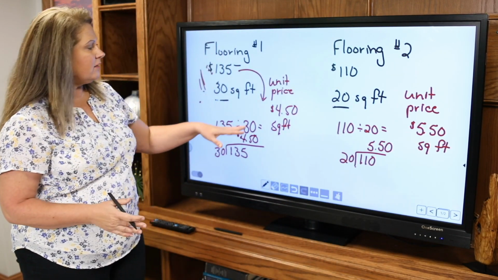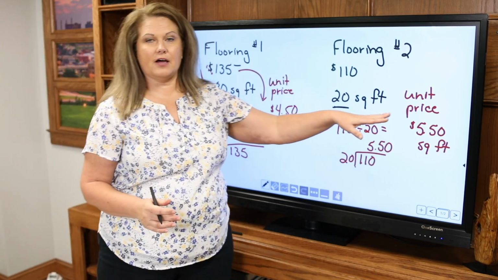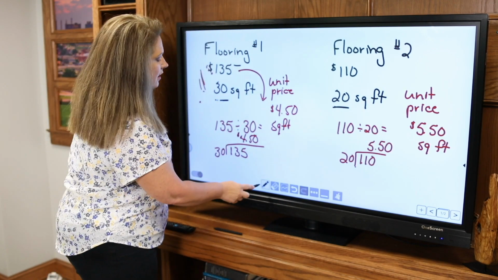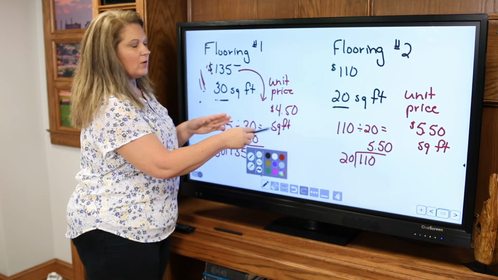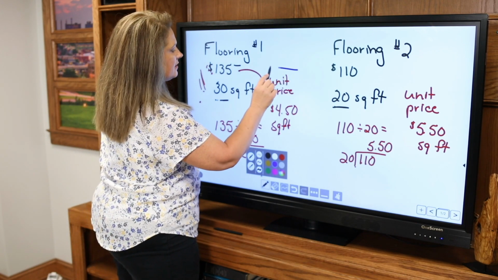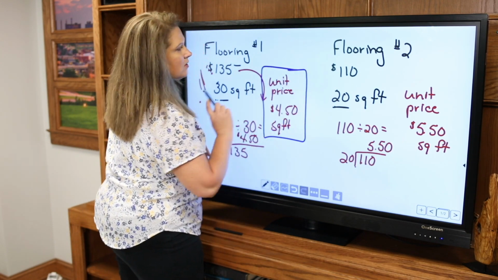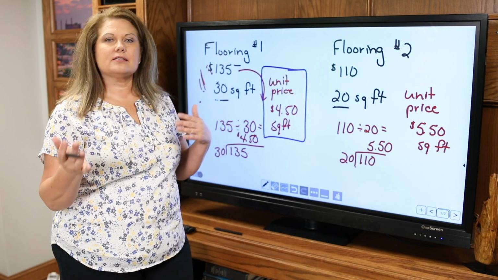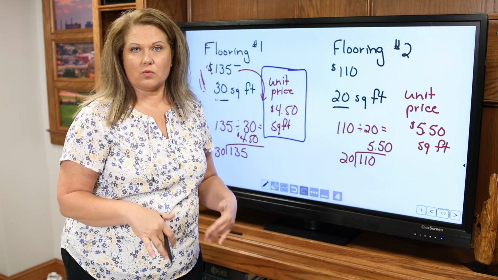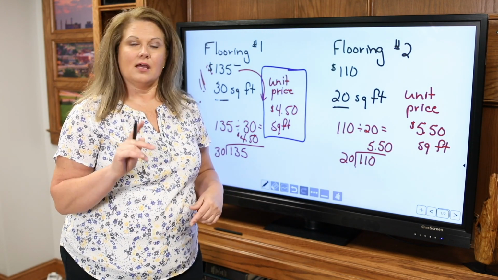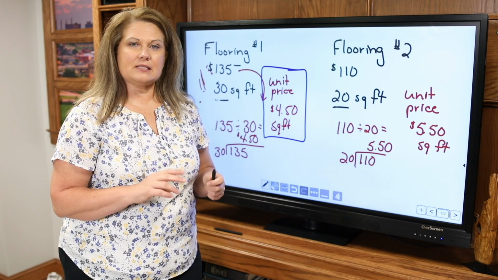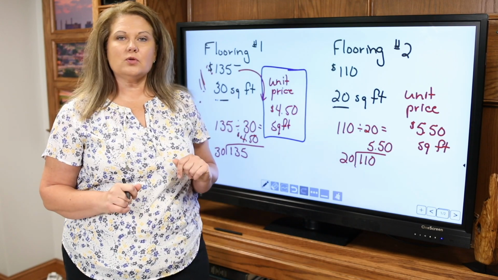Now, when you're comparing $4.50 and $5.50, we know that $4.50 is less. So this is going to be our best buy because it's $1 cheaper per square foot. That's how you determine best buy of flooring. We're going to do it again.